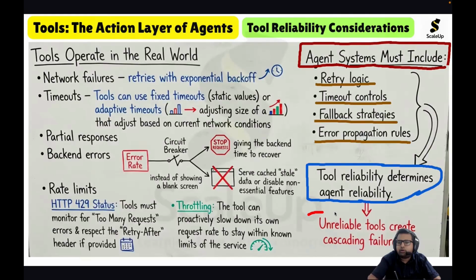Unreliable tools create cascading failures.